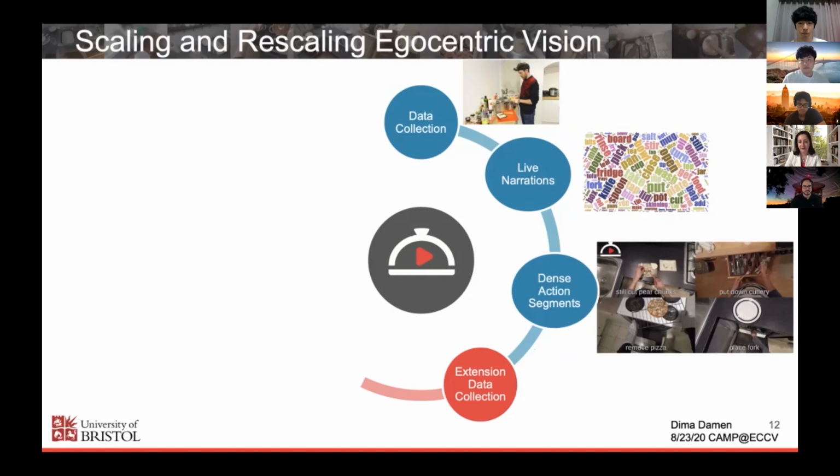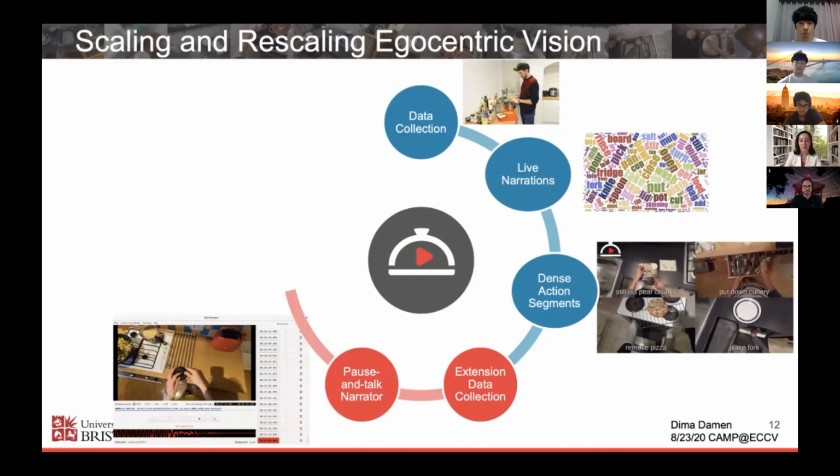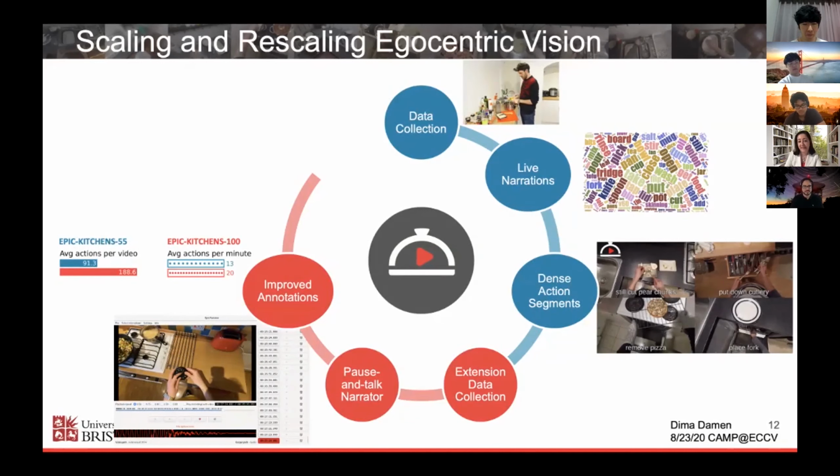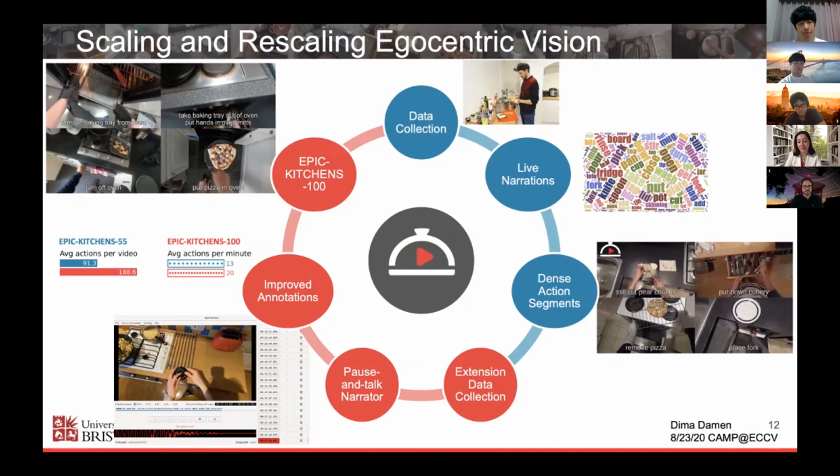But also new individuals. We've also improved the whole pipeline by an interface we call the pause and talk narrator that allows you to pause as you narrate and avoid missing actions, resulting in an improved density of annotations. So we increase the average actions per minute from 13 to 20. That's already very dense if you talk about 13 actions per minute. And increasing it to 20, we're not missing any actions now. And on the 1st of July, we released the Epic Kitchens 100, which from its name is 100 hours now of densely annotated action segments.